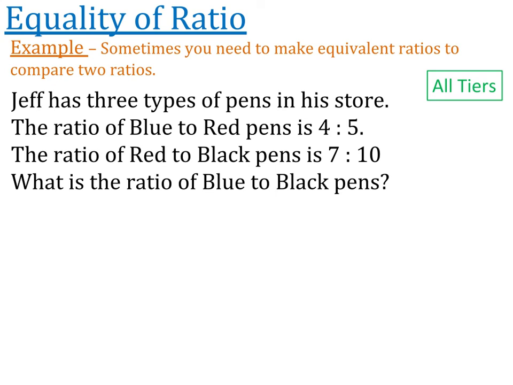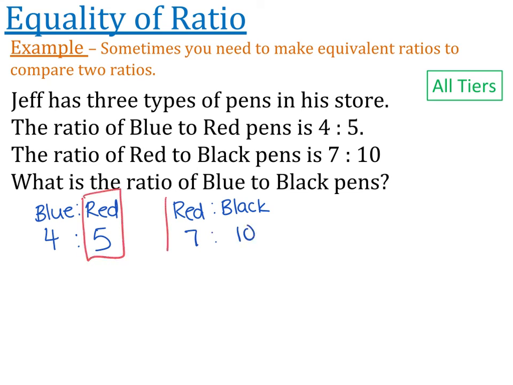All right, let's try this out. So we've got 3 types of pens. We've got blue to red, and that is 4:5. And then we have red to black, which is 7:10. So we need to make this red here the same as this red here. So 5 and 7, they both have 35 in common. So we want to make both of the ratios have 35 in them.